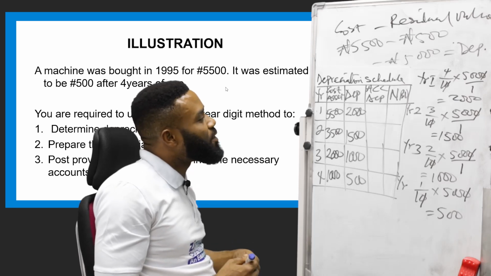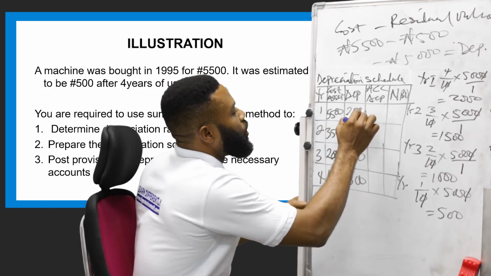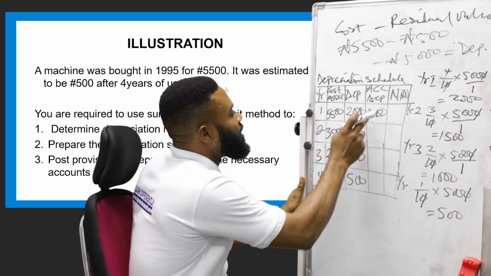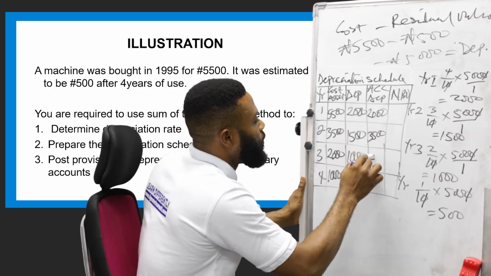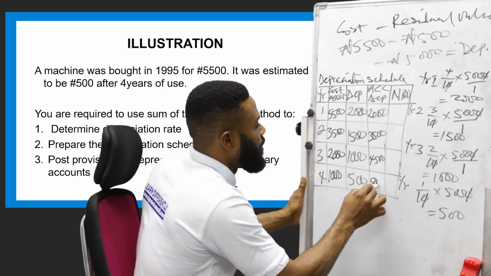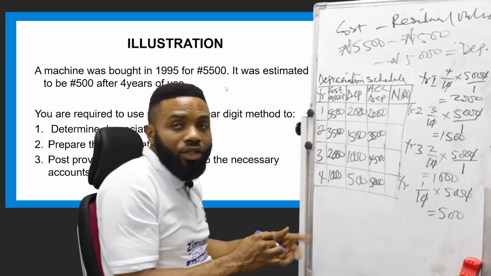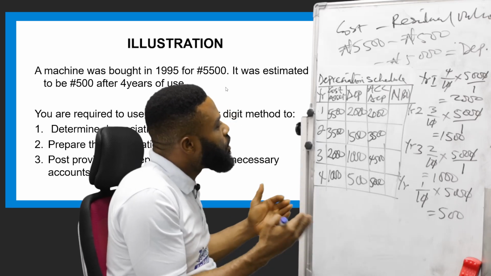Then the accumulated depreciation just now is simply this depreciation. This is depreciation for year 1. And then you add this to this, you have 3,500. Add this to this, you have 4,500. And then you add this to this, you have 5,000. You have 5,000. You see, you have what? 5,000.